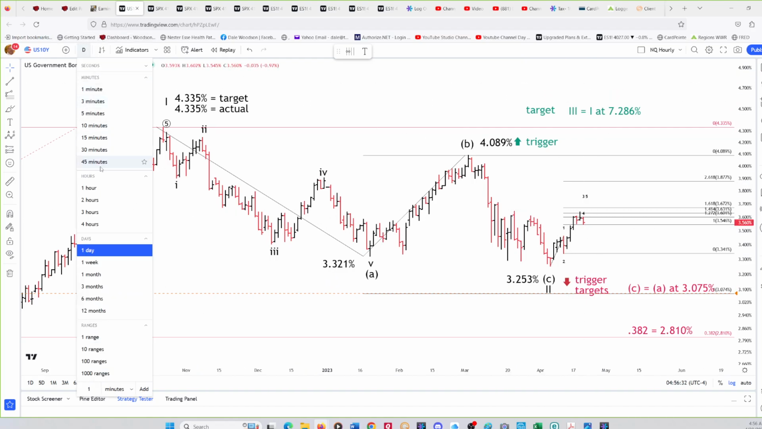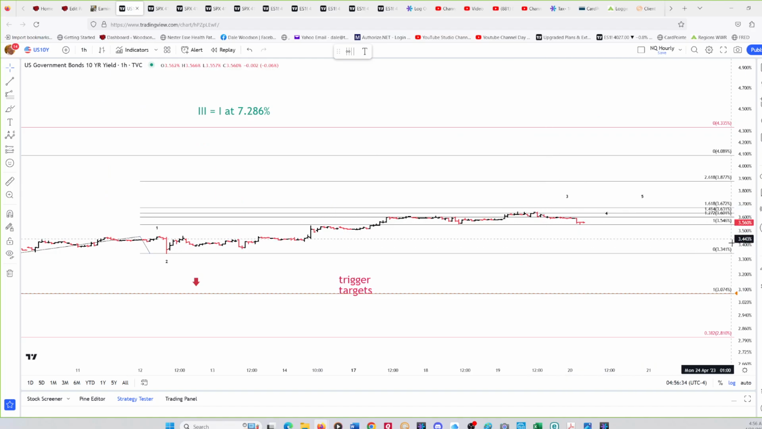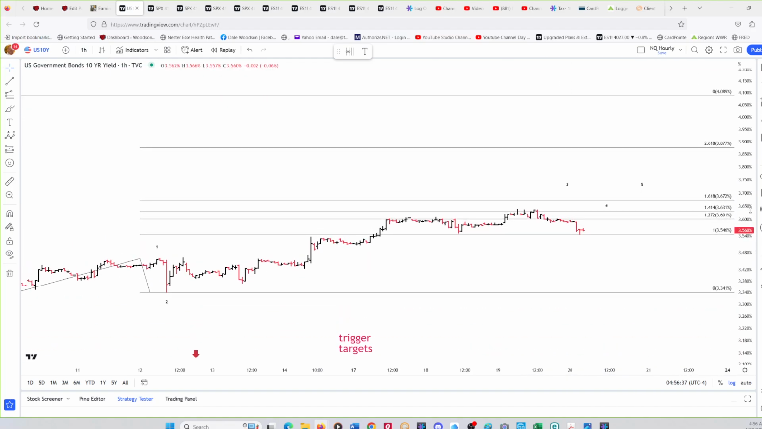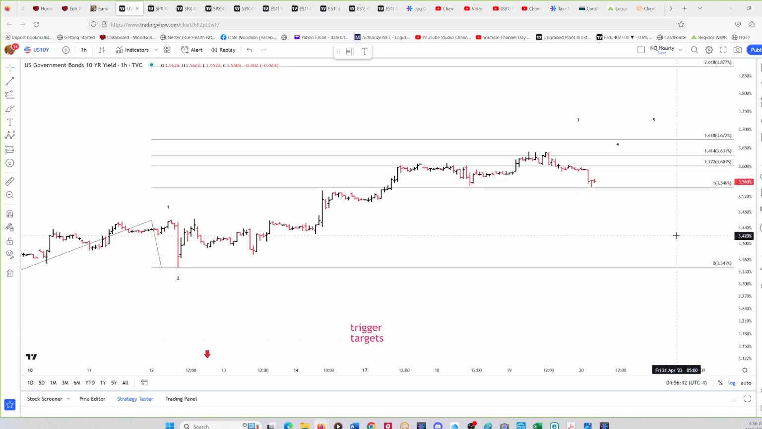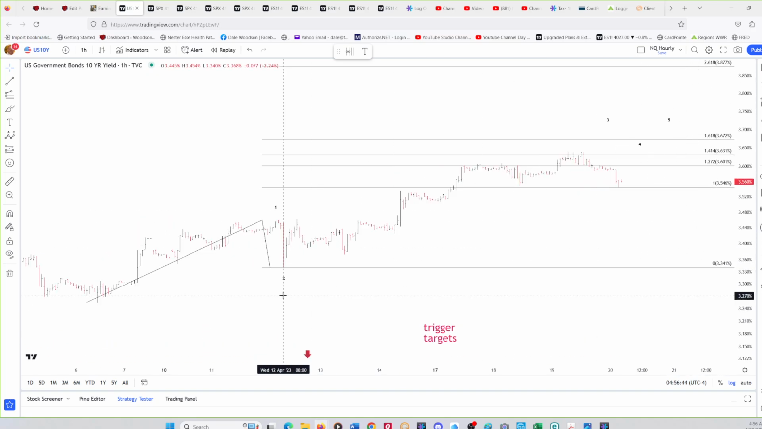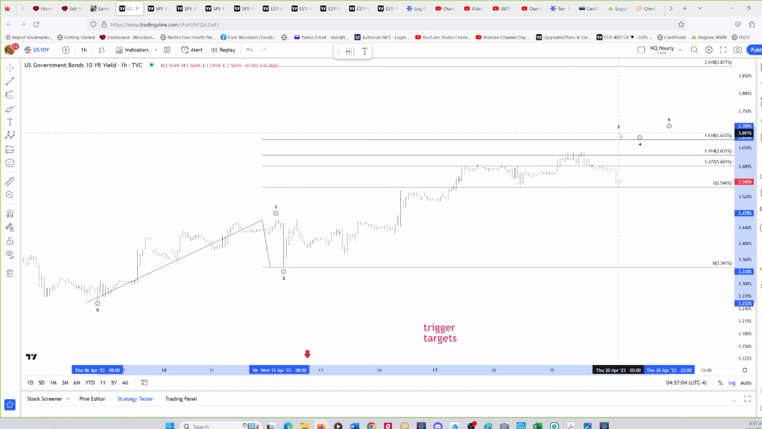Let's get that a little bit closer on an hourly. See if we can zoom in on this. There we go. Let's make this a little bit larger. Okay, so you can see from that C wave low that we talked about down there, there's 5 waves up for 1. There's 2. Here's the Fibonacci extensions for wave 3. You can see the 1, the 272, the 1414, and the 1618. And so far it has hit the 1414. These are targets for this wave 3 right here.